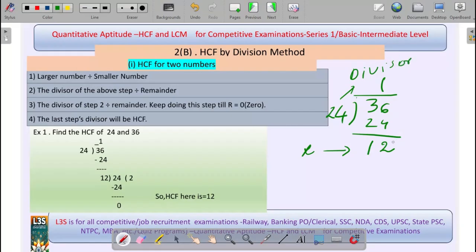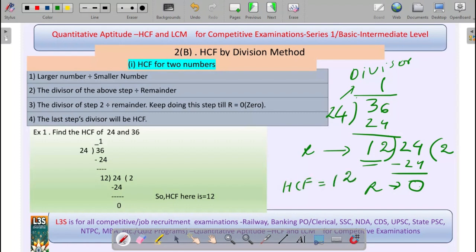Now we will divide the divisor 24 by this remainder. 12 into 2 is 24. So the remainder will be 0. So the HCF will be 12. This is the method of doing it by the division method. This is for the two numbers 24 and 36.